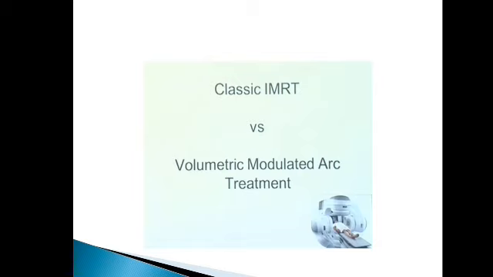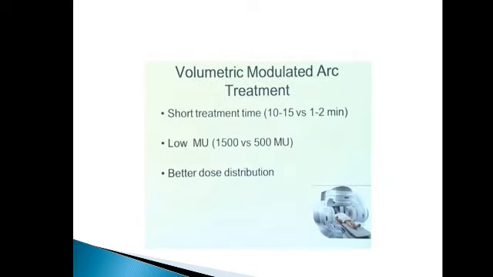Okay, and what is the difference between classic IMRT versus volumetric modulated arc therapy, or VMAT? In volumetric modulated arc treatment, we have short treatment time, 1 to 2 minutes versus 10 to 15 minutes. Low monitor units, for example, 500 versus 1500 monitor units, and better dose distribution.